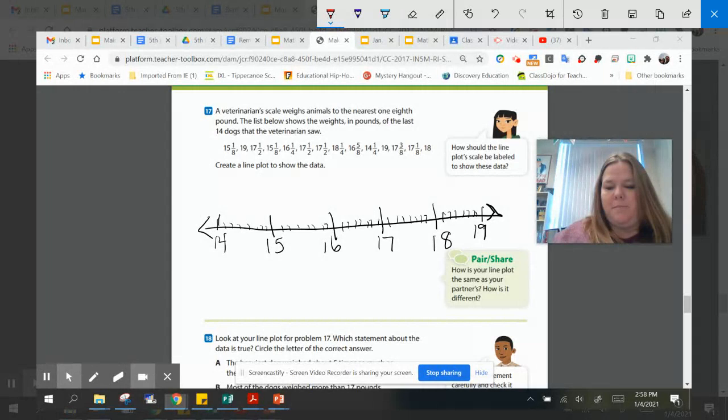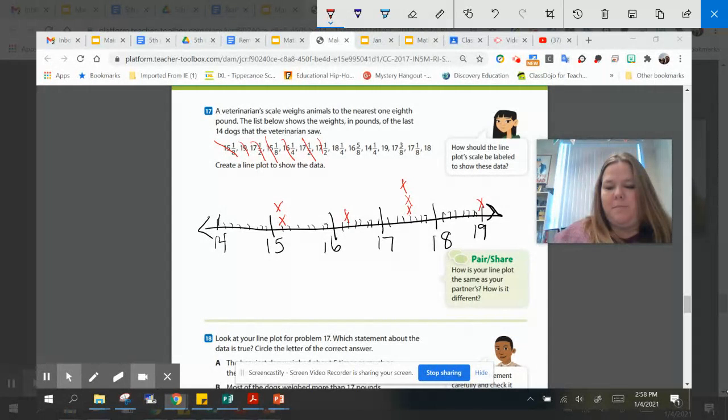So 15 and 1/8, that's the first hash mark. So we got that one done. 19, we got that one done. 17 and 1/2, so that would be 1, 2, 3, 4, your fourth. 15 and 1/8 again. 16 and 1/4, that's the same as 2/8, so it would be 2 over. 17 and 1/2, we already have, it's right there. Another 17 and 1/2.